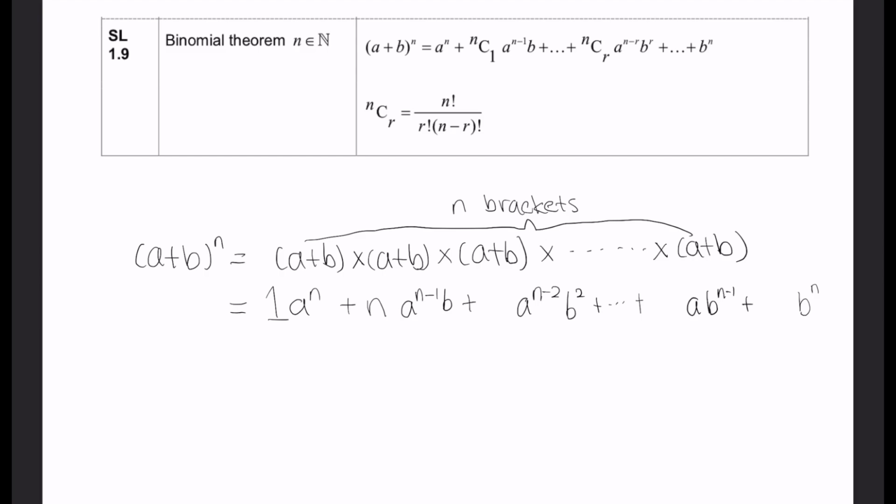Similarly, to make an a^(n-2)b^2 term, we need to choose b for 2 out of the n brackets. Since not choosing b means to choose a, this automatically means that we're choosing a for n-2 out of the n brackets. So the coefficient of the a^(n-2)b^2 term in the expansion will be equal to the number of different ways we can select two special brackets from which we will be choosing b from.